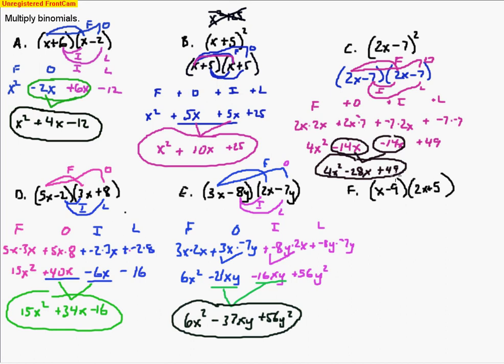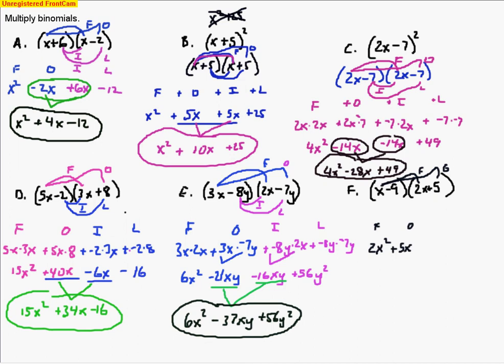Moving on to the last one here. This one, same sort of thing, x times 2x. Those are our first terms. So the first terms make a 2x squared. And then we go on to the outside terms, x times 5. So outside terms are a 5x.